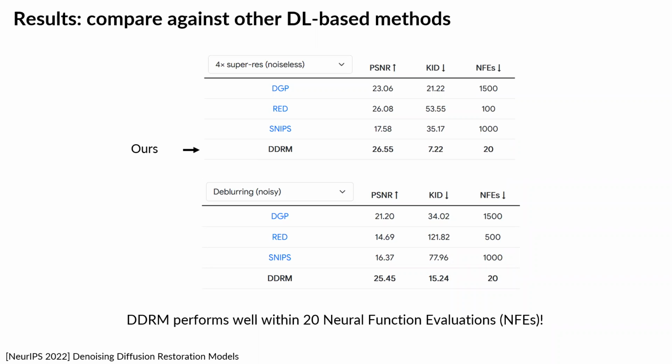Our method basically produces all the results that we have within 20 evaluations, or 20 iterations, of the diffusion model. Whereas all these prior methods using GANs or using other denoisers have to converge in a much slower fashion.